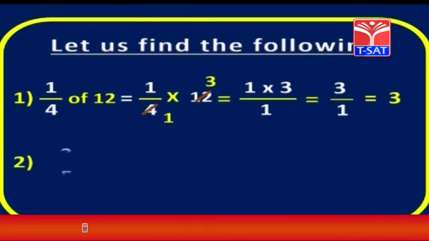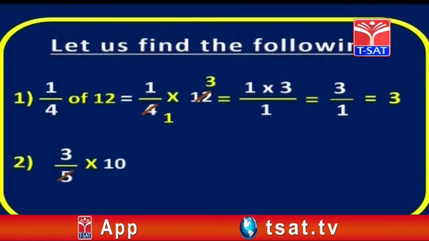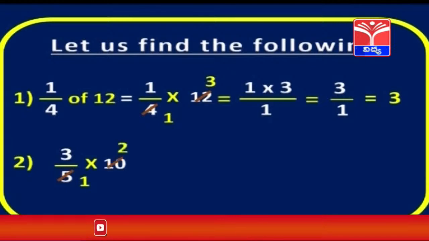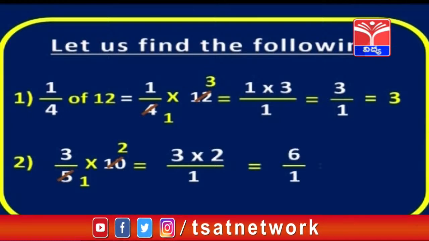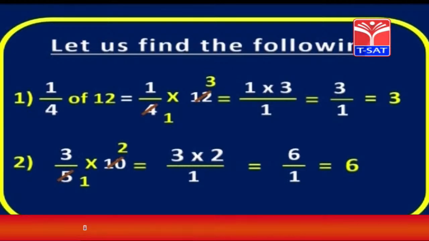Now let us go for the second one. 3 by 5 into 10. Okay children, can we cancel the terms here? 5 1s are 5, 5 2s are 10. So we can write it as 3 into 2 by 1, which is equal to 6 by 1, which is equal to 6. Like this, you can solve some problems from your textbook.